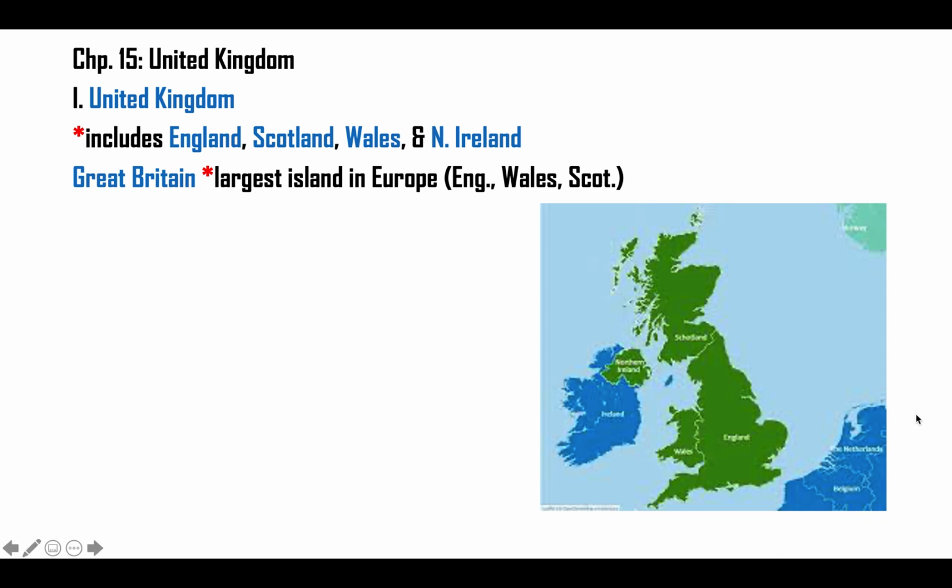So, the United Kingdom, if you're looking here at our map, is comprised of these four nations that make up the United Kingdom. That includes Scotland, England, Wales, and Northern Ireland. These three nations that are colored green, that is the country of the United Kingdom. Again, the United Kingdom is comprised of the nations of England, Scotland, Wales, and Northern Ireland.